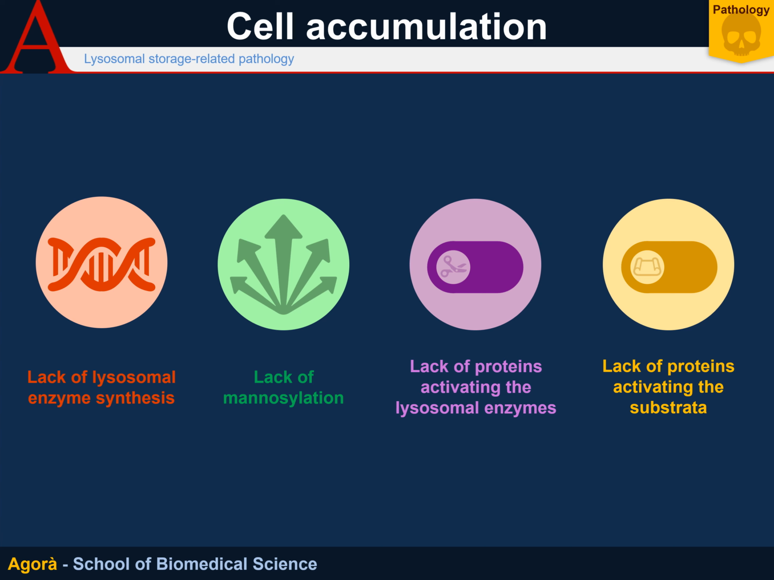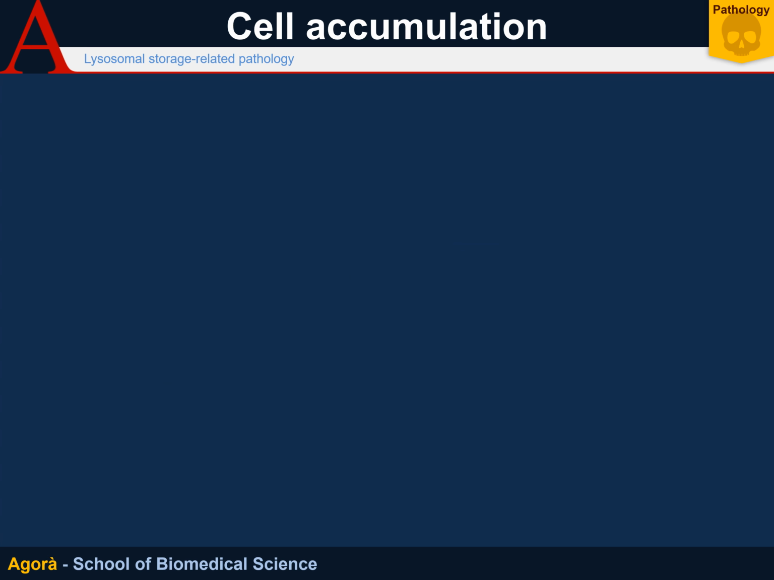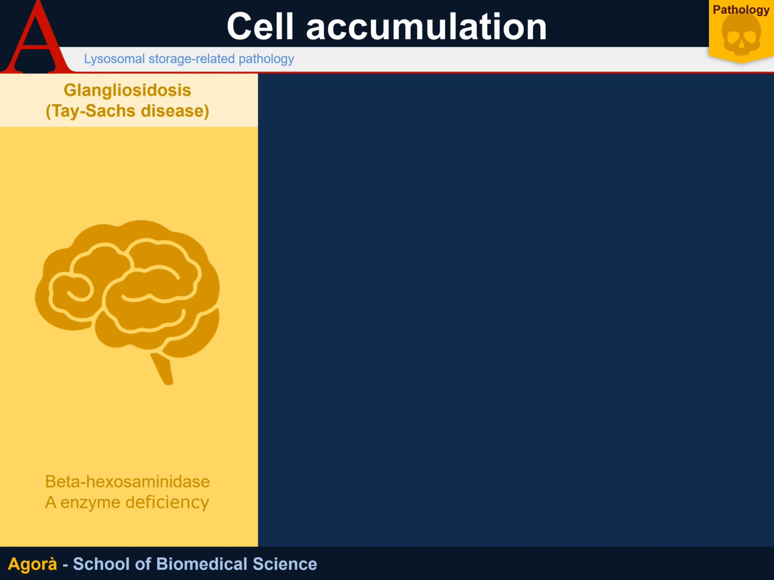This is due to the lack of proteins activating the lysosomal enzymes, or due to the lack of proteins activating the substrates of these enzymes. Another example of lysosomal disease is that of gangliosidosis or Tay-Sachs disease, a deficiency of the beta-hexosaminidase A enzyme, which is normally responsible for cutting gangliosides GM2 in the brain. There are three main forms of Tay-Sachs: infantile onset, juvenile onset, and adult onset forms.